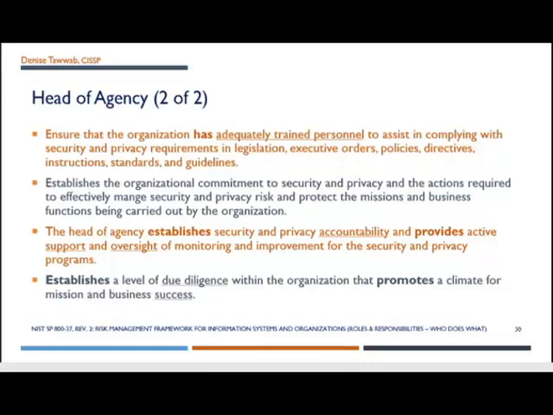The head of the agency establishes security and privacy accountability and provides active support and oversight of monitoring and improvement of the security and privacy programs. The head of the agency establishes a level of due diligence within the organization that promotes a climate for mission and business success.